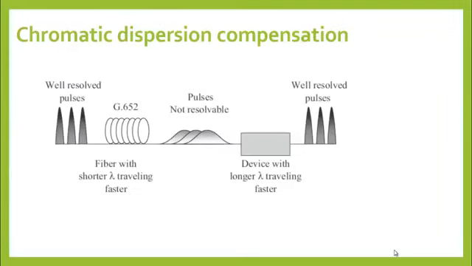Solutions to deal with chromatic dispersion exist, and one of them is the possibility of using dispersion compensating fibers. The concept is fairly simple. The link fiber is characterized by positive dispersion. That is to say, longer wavelengths travel more slowly in the link fiber. So the dispersion can be compensated for by using a fiber in which longer wavelengths travel faster than shorter wavelengths.